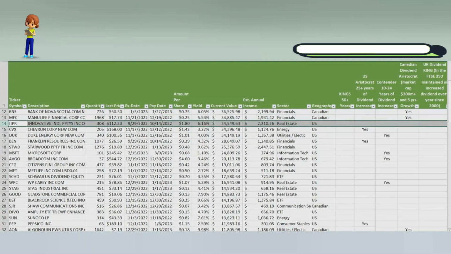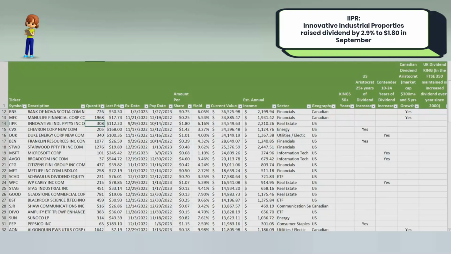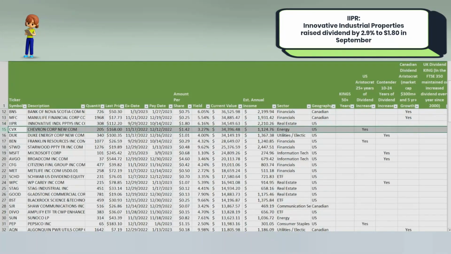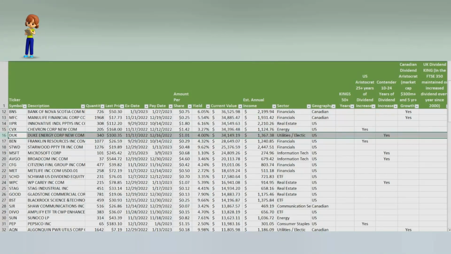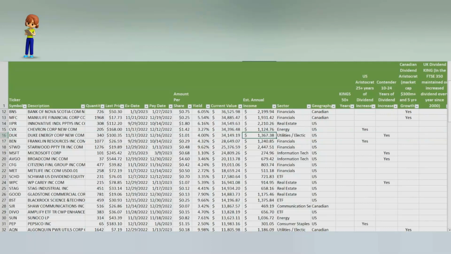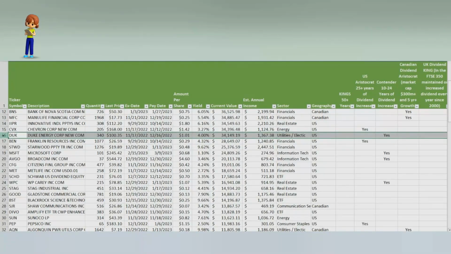So the next position is IIPR, and with just over 300 shares and over a 6% yield, this REIT is generating just over $2,200. I've got Chevron with over 200 shares, generating just over $1,100. Duke Energy with 340 shares, generating $1,367. Another nice dividend contender.